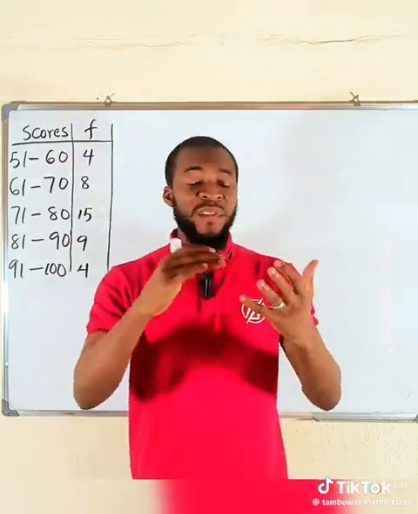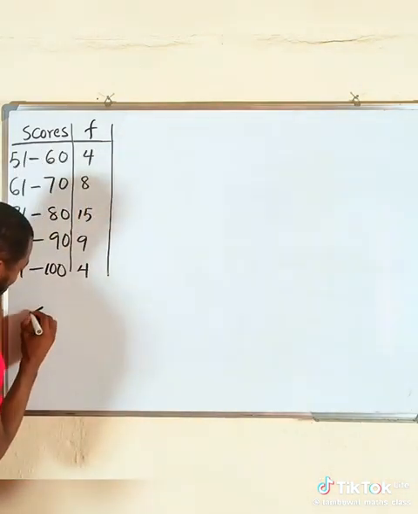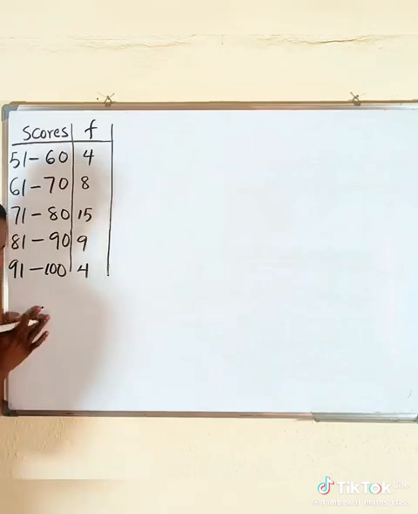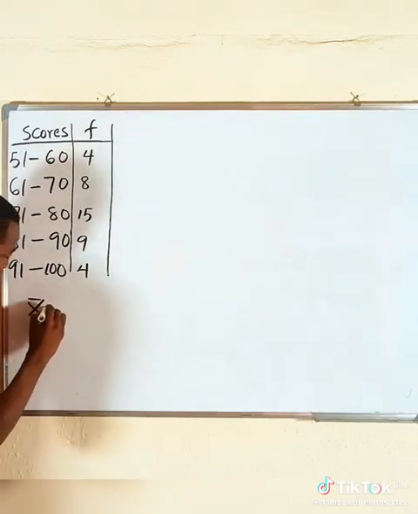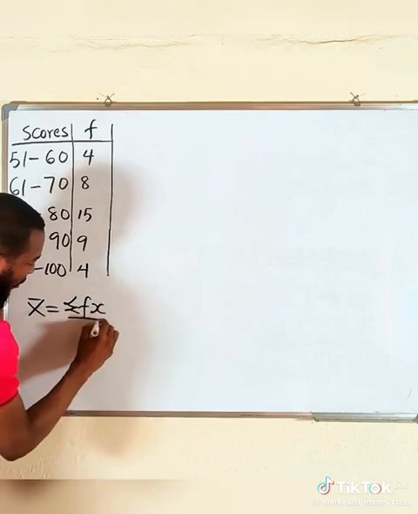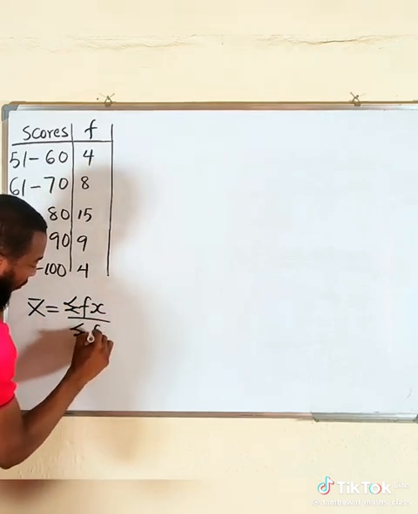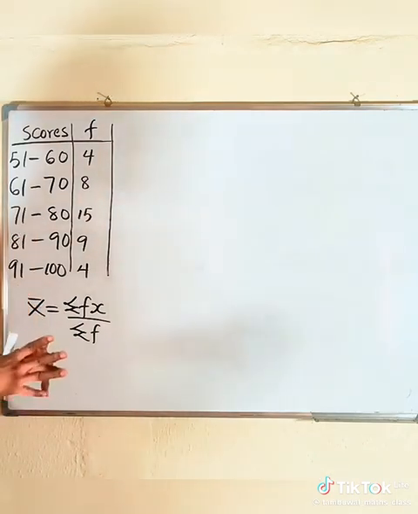So if you want to find the mean, because we are going to start with the mean, the formula is, let me write the x bar first. X bar is equal to the summation of fx divided by the summation of f. This is the formula for calculating the mean of a group data.